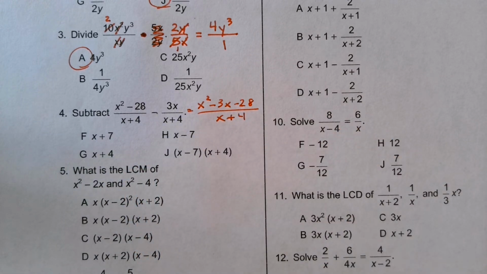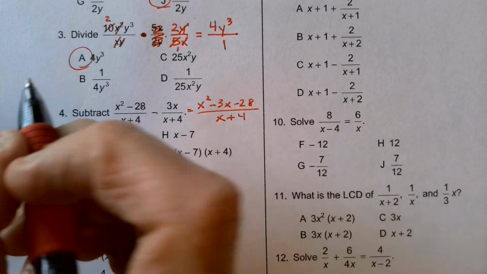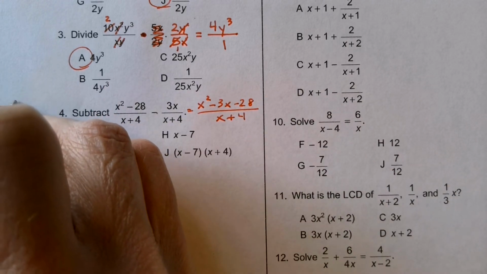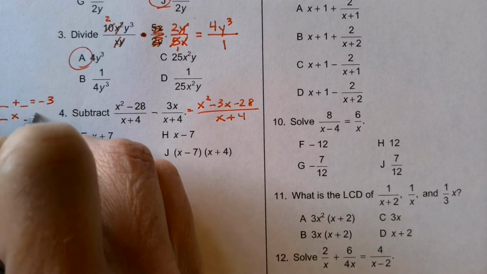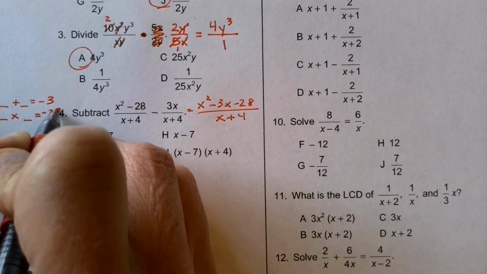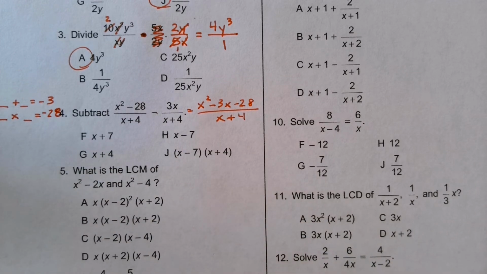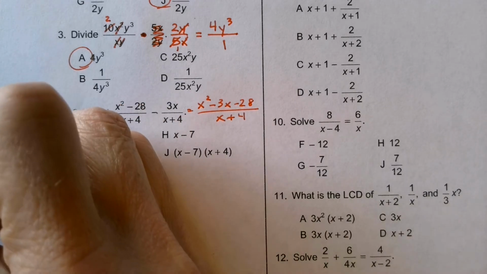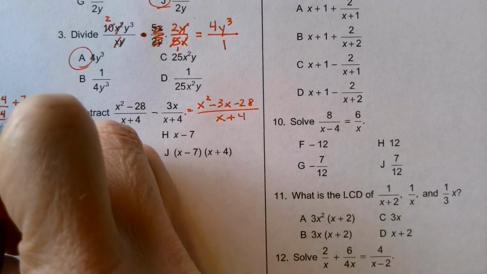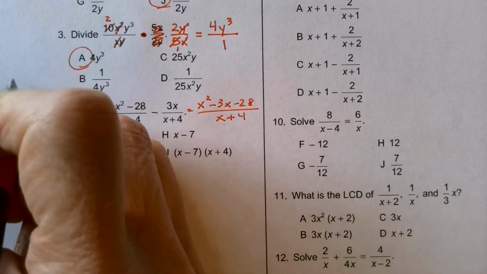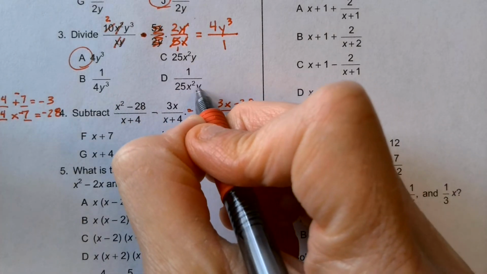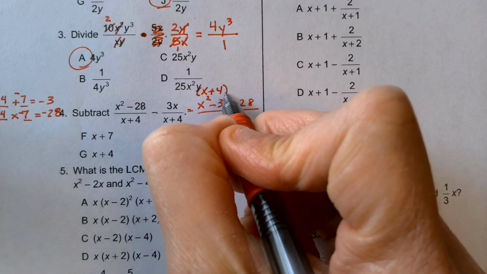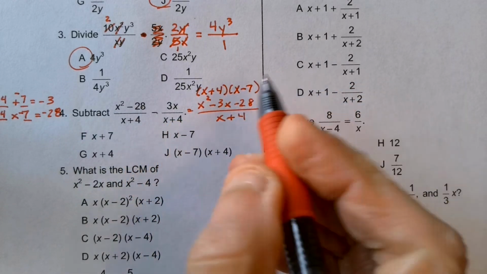So we need to factor the top. Hopefully x plus 4 is a factor. Let's see, we need two numbers that add to give you a negative 3 and multiply to give you a negative 28. Oh, how about 4 and 7? Let's see, and this has to be negative. Does that work? Yep. Okay, so the top here is x plus 4 and x minus 7.